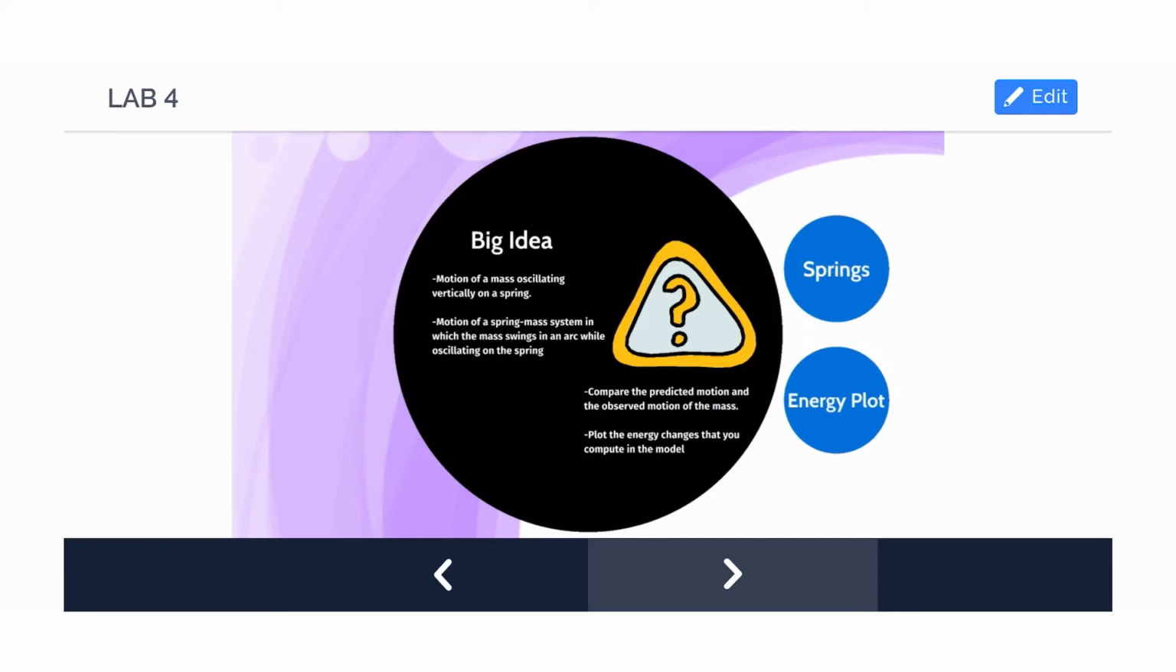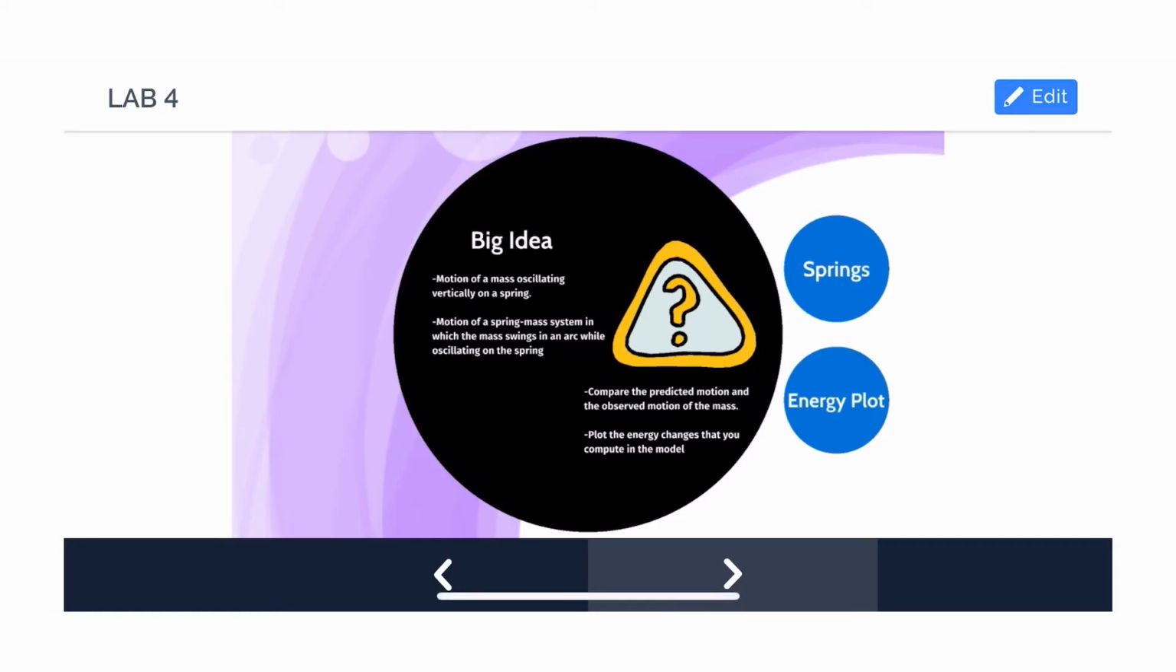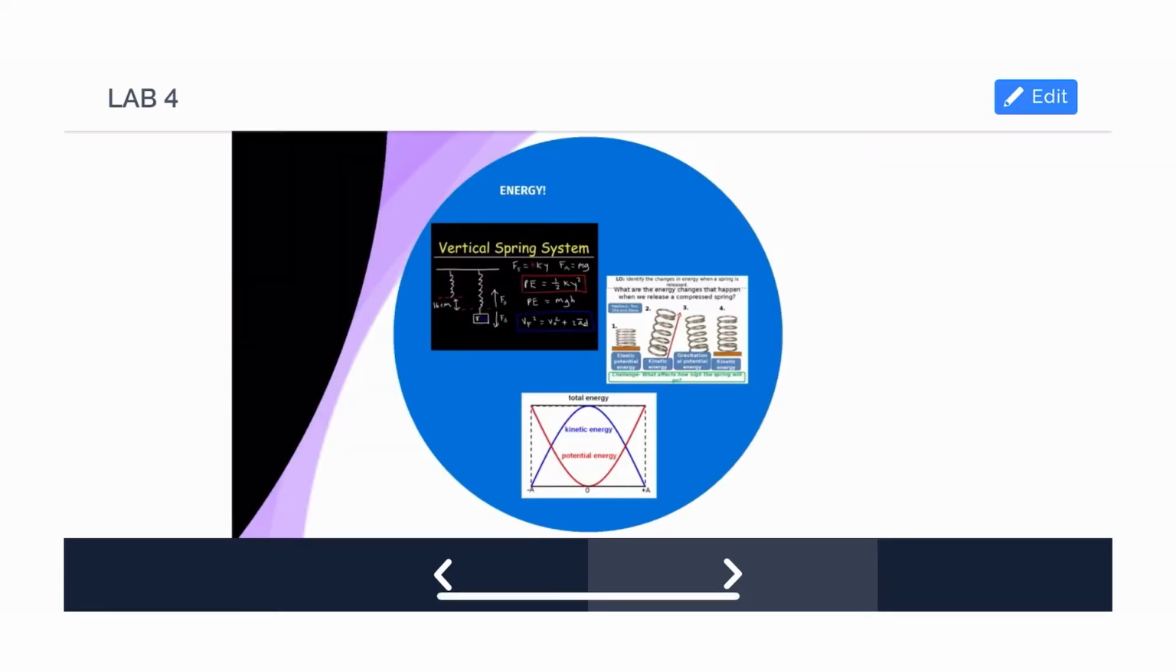So just to further explain, here are some of the fundamental principles which we are going over in physics right now: Newton's second law, the momentum principle, and also the forces and how a mass moves on the spring-mass system. Also, we are going to compare the predicted model and the observed motion of the mass and plot the energy changes. So we're going to convert our data from Tracker into GlowScript, and then we are going to get graphs that show us our energy plot. More fundamental principles: the vertical spring-mass system, the properties of springs, and also our energy principle and diagrams.